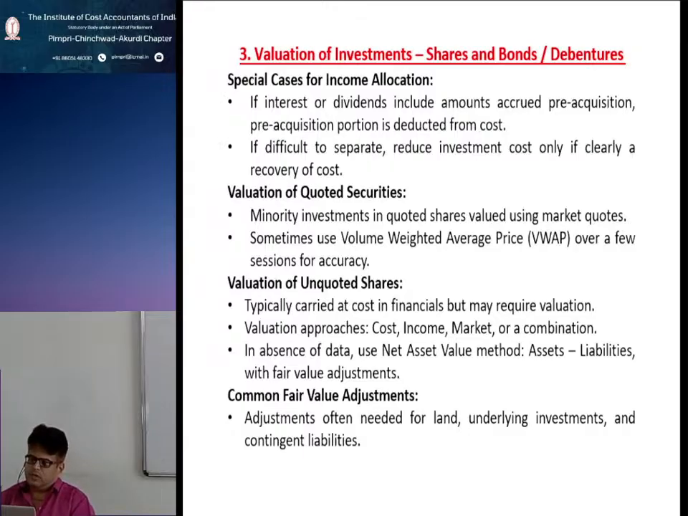So typically carried at cost in financials, but may require valuation. Valuation approaches typically include cost, income, and market value approach, or a combination of any of the three. In absence of data, the net asset value method is used, wherein liabilities are reduced from assets, with adjustments for their respective fair values. Common fair value adjustments are often needed for land, underlying investments, and contingent liabilities. So for these three purposes, the fair value adjustments are required to be done.